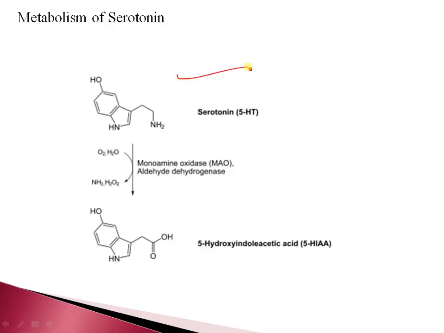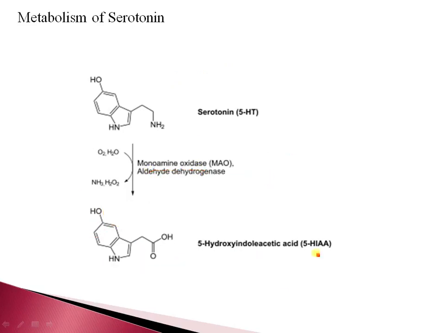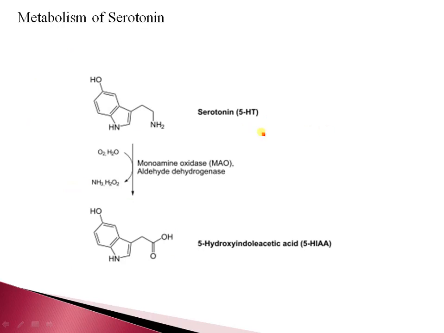Metabolism of serotonin. Serotonin, or 5-hydroxytryptamine, is converted into 5-hydroxyindole acetic acid. It is indole, this is 5-hydroxy and this one is acetic acid, in the presence of monoamine oxidase, this is MAO, and aldehyde dehydrogenase enzyme. The metabolic product of serotonin is 5-hydroxyindole acetic acid. This is 5-HIAA.